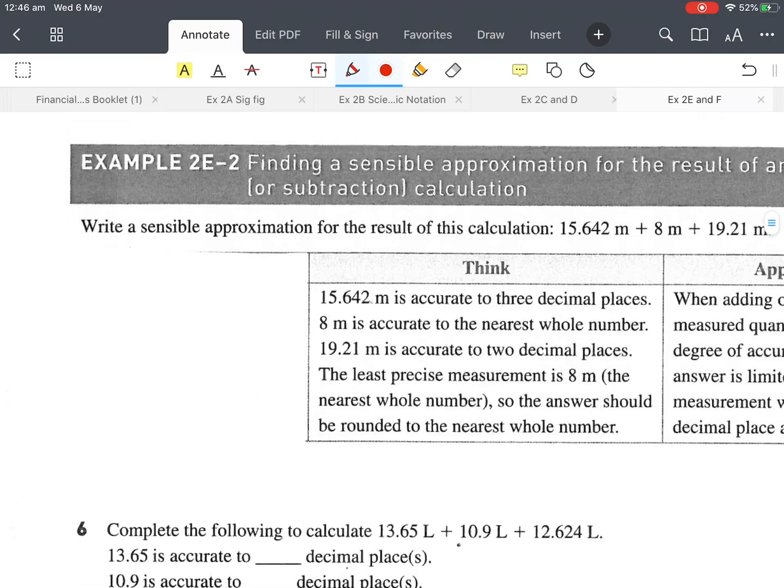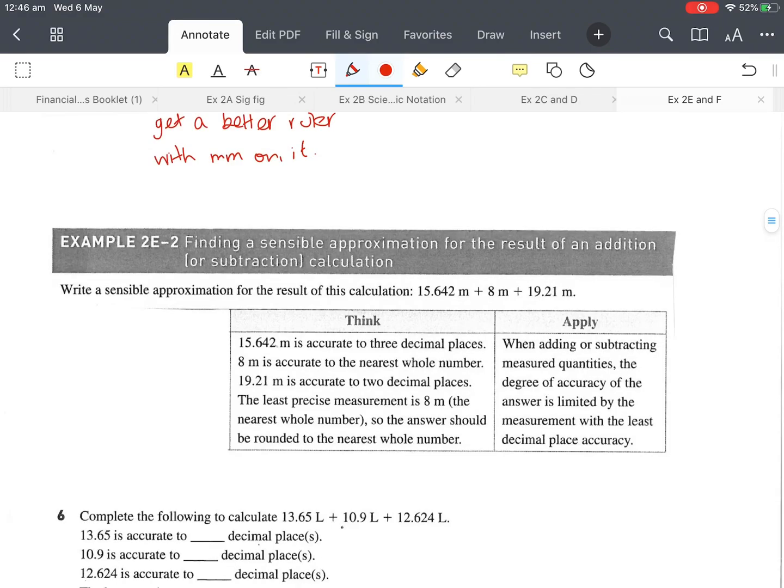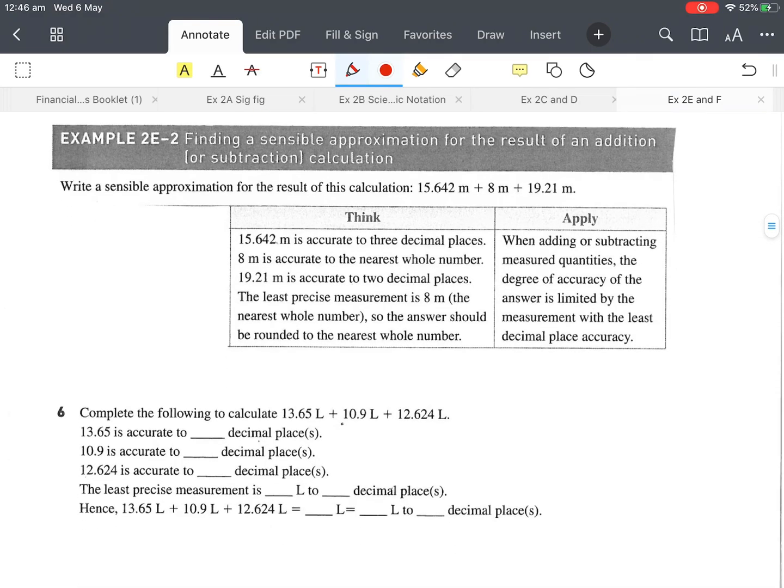Okay, so there's question 5. Now, example 2E2 is very similar to question 6. So I'm actually going to do 6, but I'm just going to follow and see what it says for example 2E2. You can follow that one in your textbook if you like. Well, I'll do it anyway, it's not that hard.